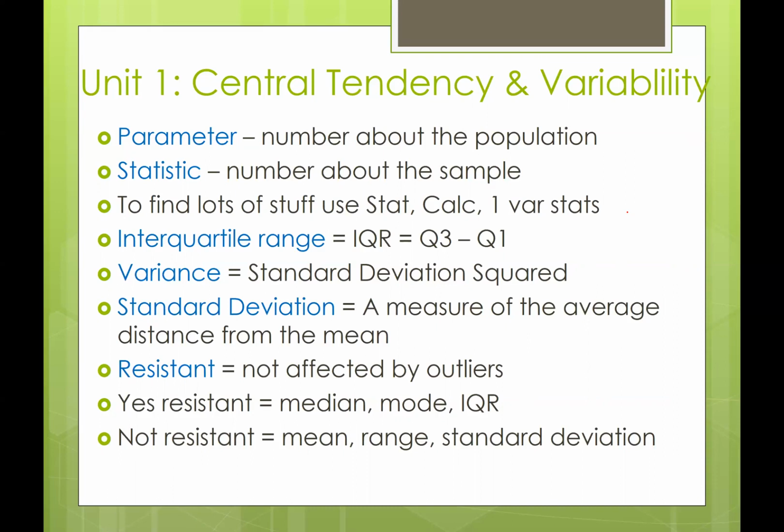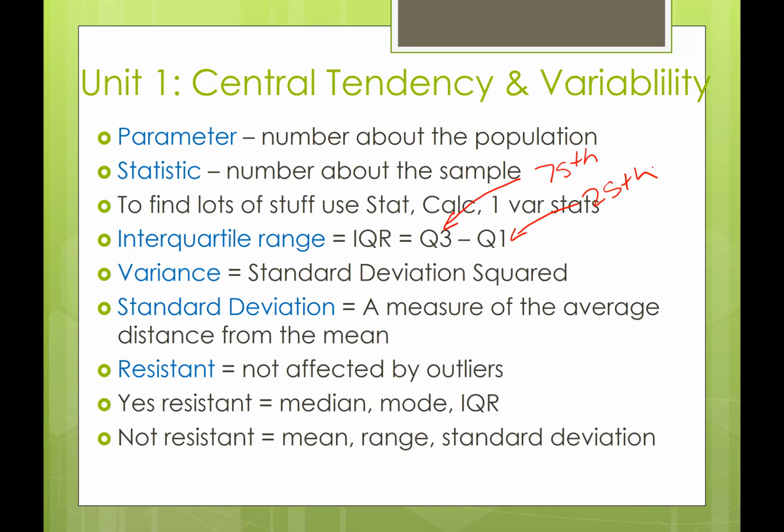There are a lot of useful things if you type your data into your list and go to stat calc, one of our stats. It gives you the mean, the standard deviation, the median, Q3, Q1, a whole lot of other numbers. The next thing is the interquartile range, abbreviated IQR, which is Q3 minus Q1. Q3 is the 75th percentile, and Q1 is the 25th percentile.